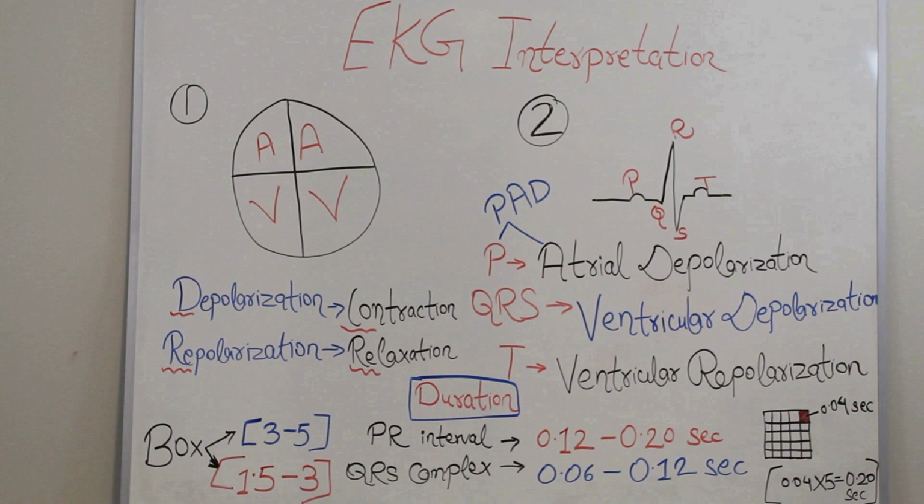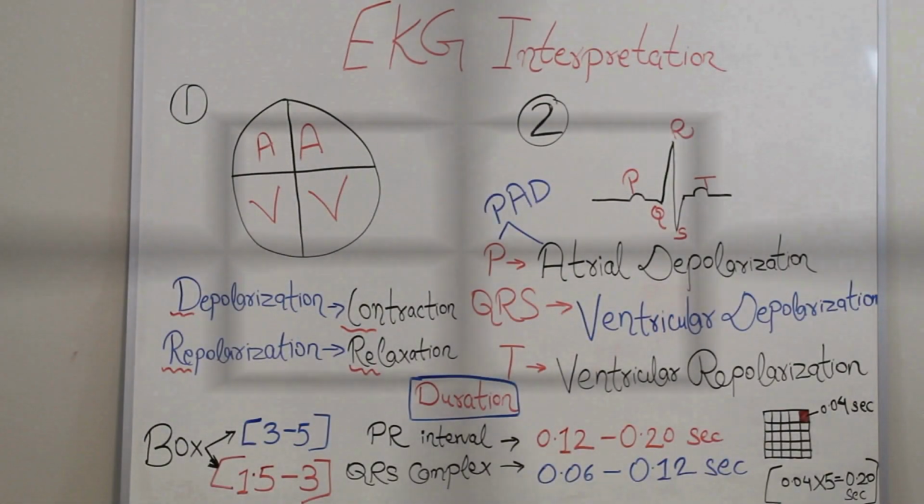In the first picture I made a rough anatomy of the heart. The upper chambers are atrium, which is represented by A, and the lower chambers are ventricles, which are represented by V. And in the second picture I have made the PQRST waveform. To understand EKG, we have to identify some important terms.